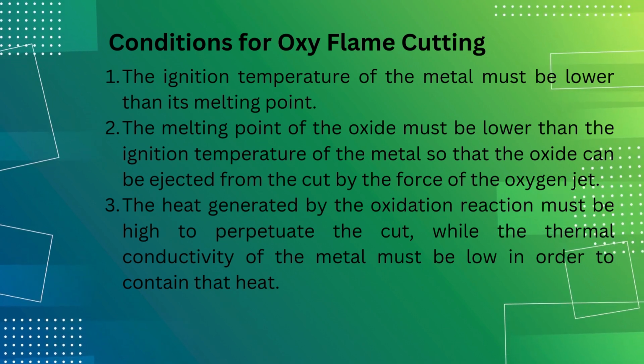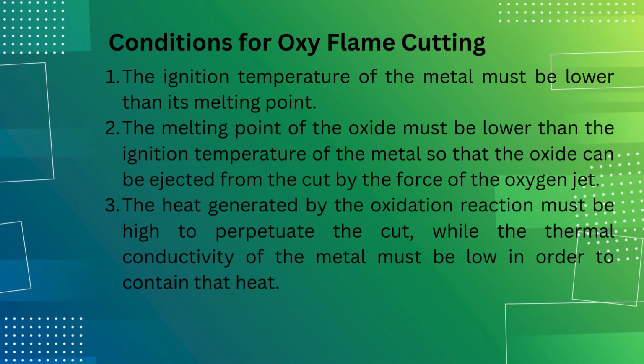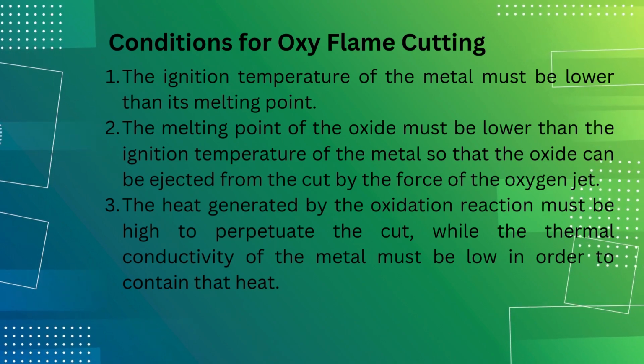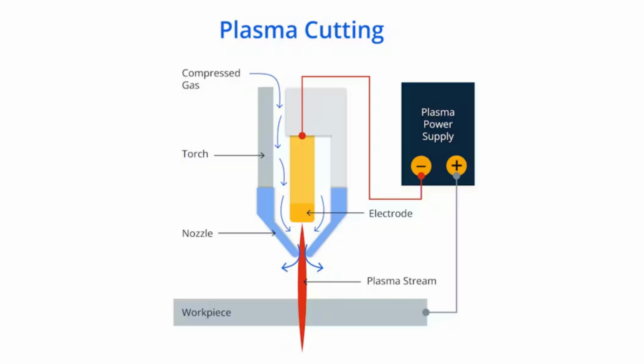Flame cut, or oxy flame cut process, cannot be applied to metals which form oxides which are not easily removable. But it works for structural steel. Apart from the above method, the plasma cutting method is also used for cutting structural steel.